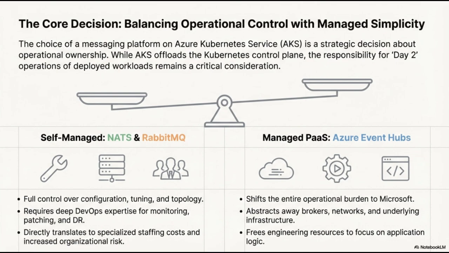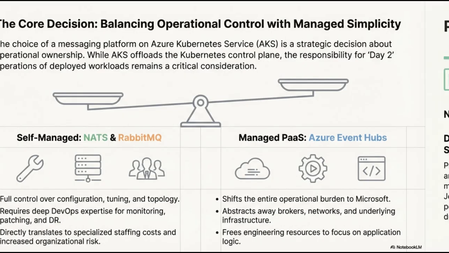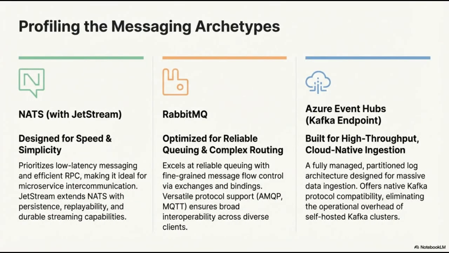On the other side, a managed platform as a service like Azure Event Hubs shifts the entire operational burden to Microsoft. By abstracting away the brokers, networks, and underlying infrastructure, this approach removes the need for low-level maintenance. Ultimately, choosing a managed service frees your engineering resources to focus on application logic and delivering business value rather than managing infrastructure.